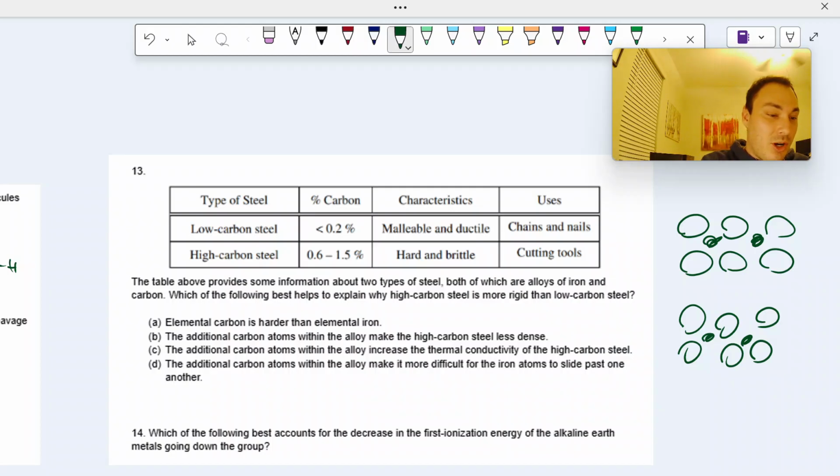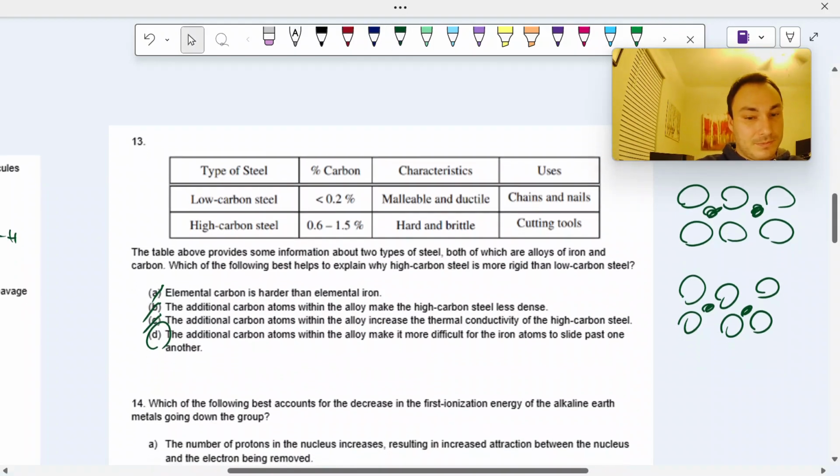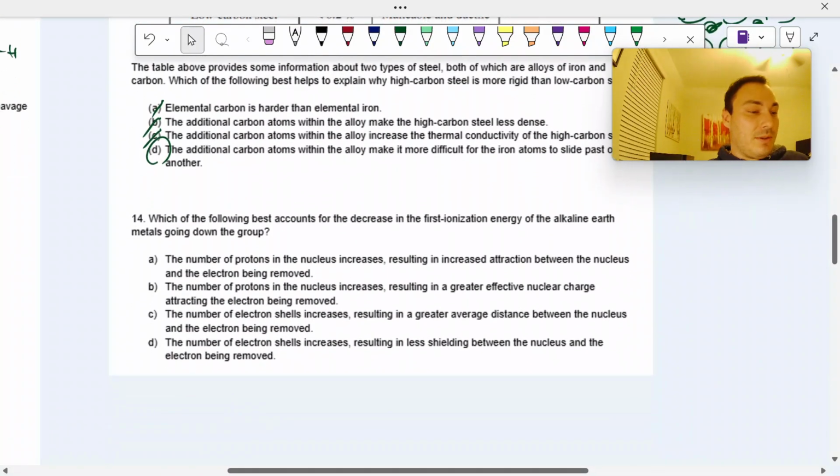It's not that elemental carbon is harder than elemental iron. It's not that additional carbon atoms within the alloy make the high carbon steel less dense. It actually makes it more dense. We're adding more stuff per square meter. The additional carbon atoms increasing thermal conductivity means we're not talking about conductivity, we're talking about malleability. The answer is D. The additional carbon atoms within the alloy make it more difficult for the iron atoms to slide past one another. Kind of a tough one.